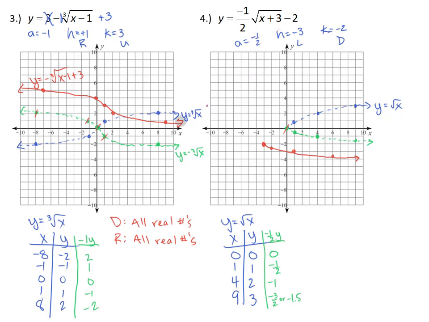And I didn't label my green one earlier. Sorry, this was, of course, y equals -1/2 the square root of x. And then, of course, we just finished the full graph. y equals -1/2 the square root of x plus 3 minus 2.